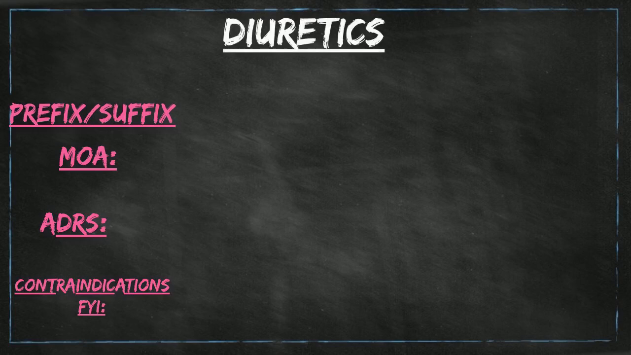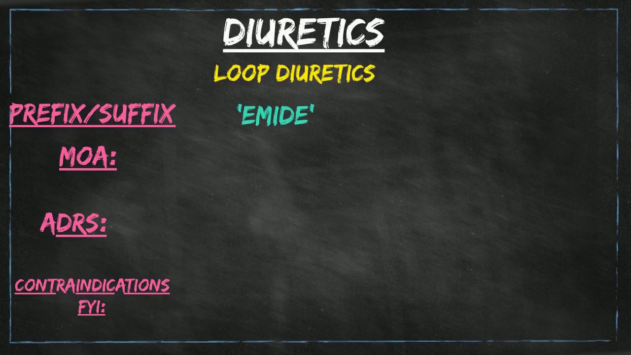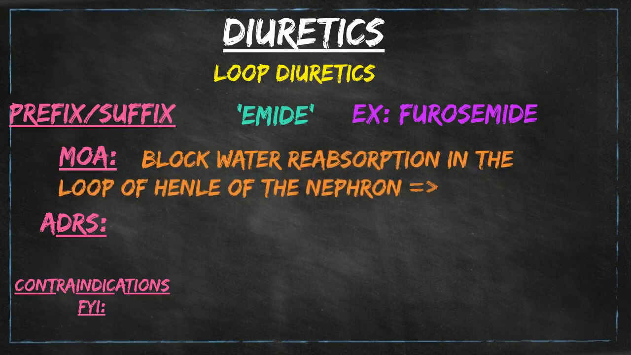The first category of diuretic are the loop diuretics, which are the most rapid-acting of the diuretics. Loop diuretics have imide as a suffix in their name, for example, furosemide. They work by blocking reabsorption of water in the loop of Henle within the nephron.